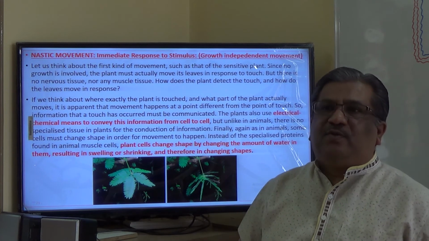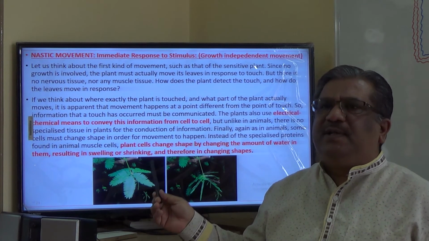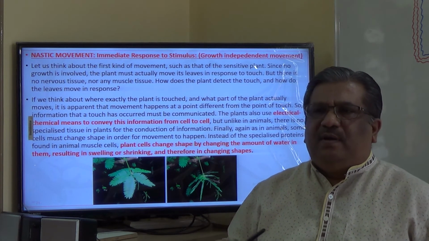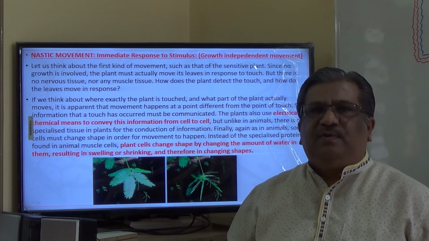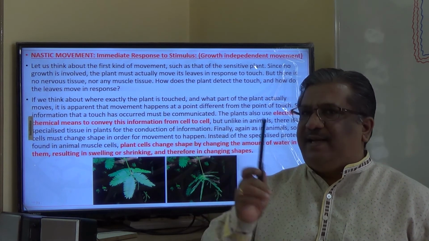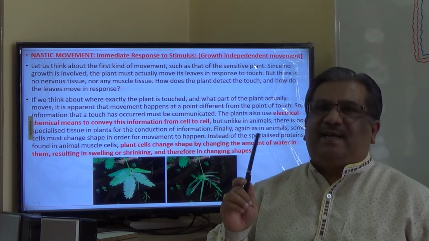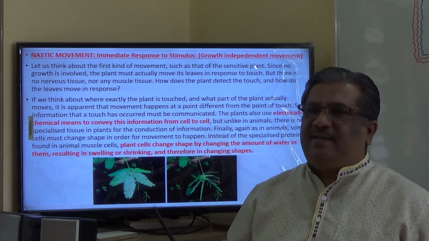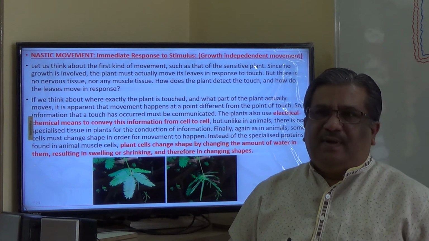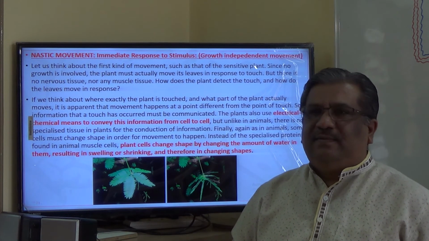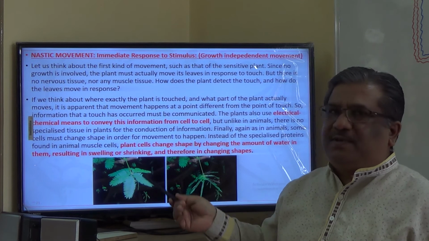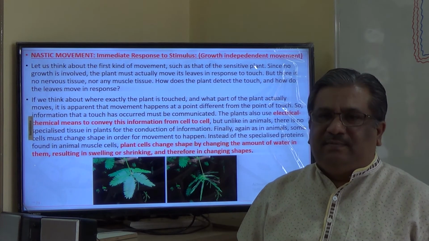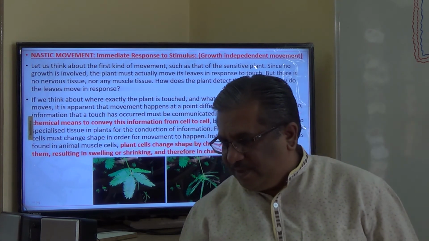Nastic movements. So please remember, nastic movement is, as we said, generally these movements are in the form of quick responses to the stimulus, but not directional driven. It is not towards the direction of the stimulus. It is independent of the stimulus and growth independent. There is no growth observed over here, and that's all. This information, this paragraph gives you very clearly why there is a folding and drooping. Clear? We'll go to the next one.